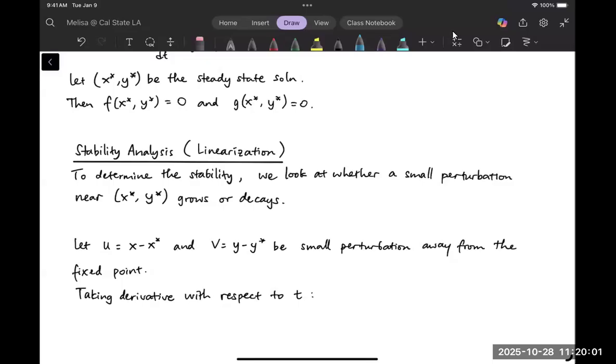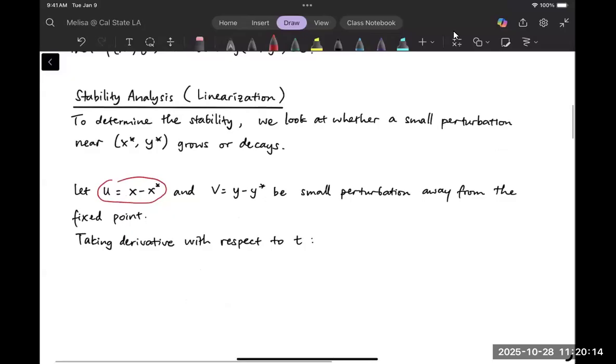Okay, so now let's take the derivative with respect to t. Okay, so the first one is this one, u equals x minus x star. Okay, so both of them are functions of t. Okay, so when you take the derivative with respect to t, du/dt is dx/dt minus dx star/dt. Okay, when you take a derivative, you take the derivative term by term.